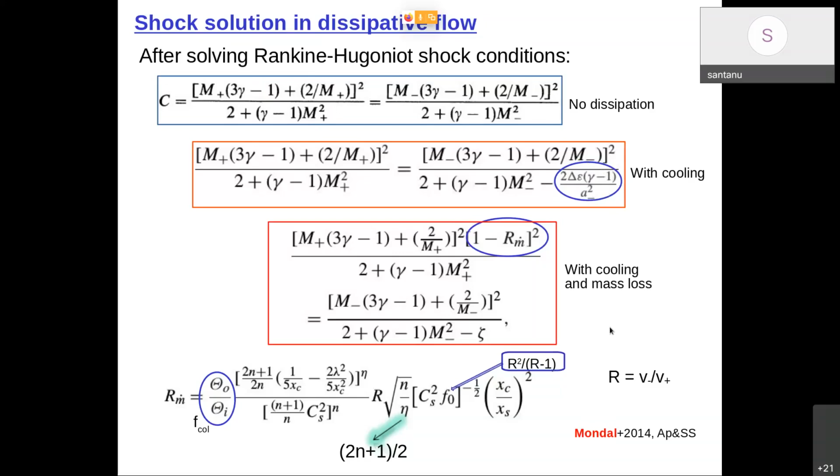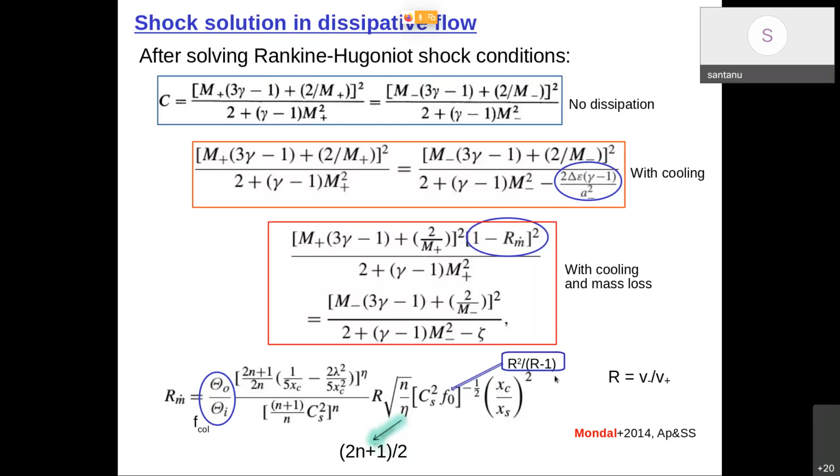Also, if we consider both cooling and mass loss, both the terms, this Rm dot and zeta, will appear in the solution. After solving all these equations, we also estimated the outflow by inflow rate. So how much matter is coming out from the system as the outflow or jet, we can estimate if we have the flow parameters. So this R is basically the compression ratio, the shock compression ratio.